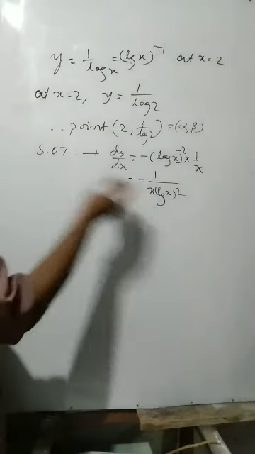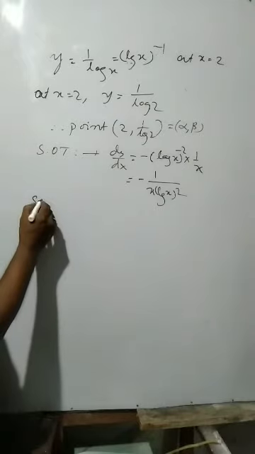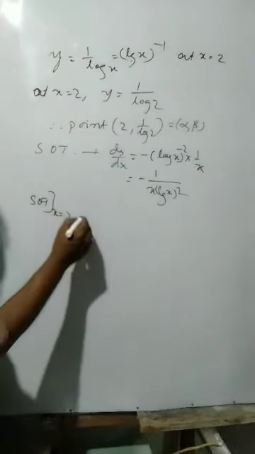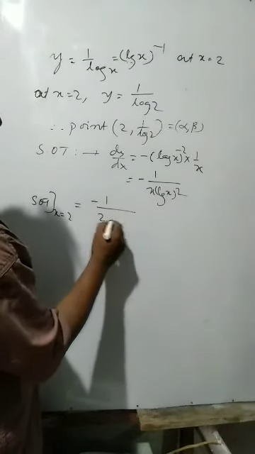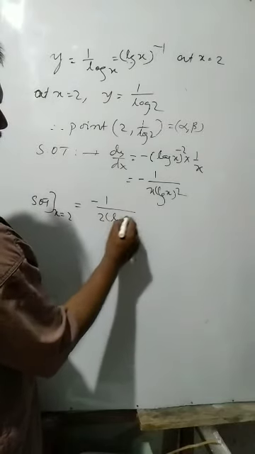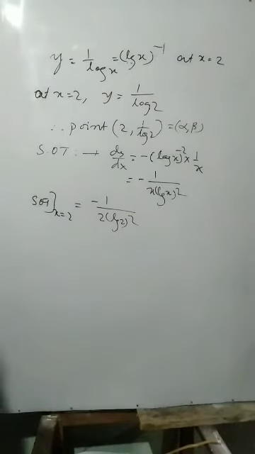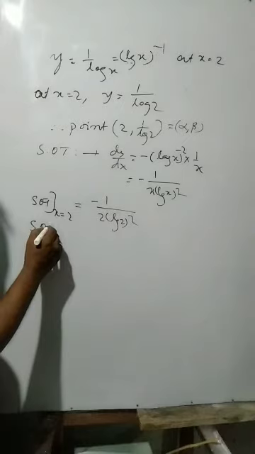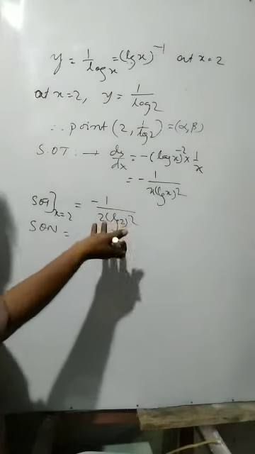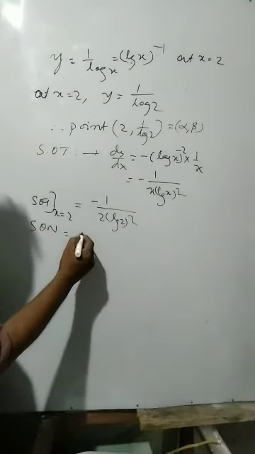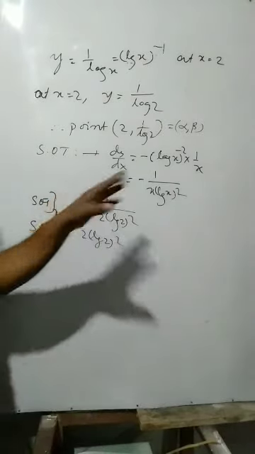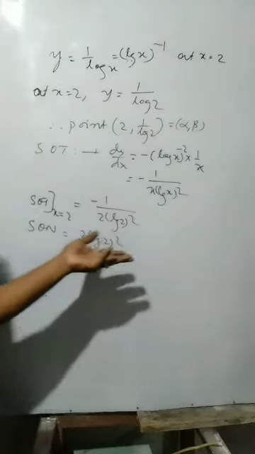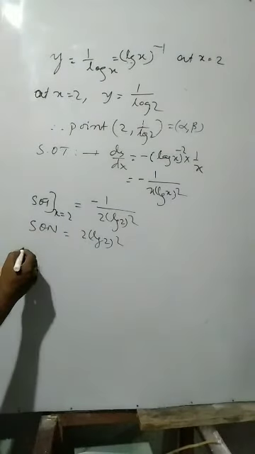So now the slope of the tangent at the given point, x equal to 2. Put x equal to 2: minus 1 by 2 log 2 whole square. This is the slope of the tangent. The slope of the normal is the reciprocal with a minus sign: 1 by minus 1 by dy by dx, which gives minus 2 log 2 whole square.